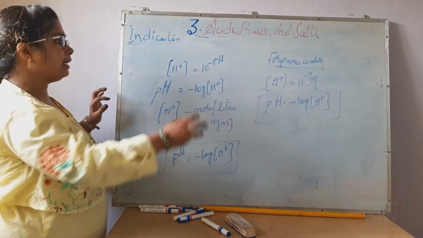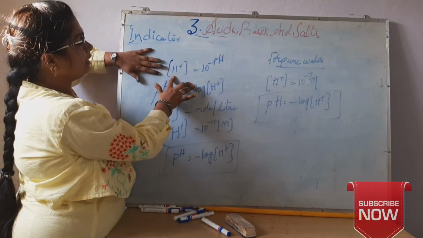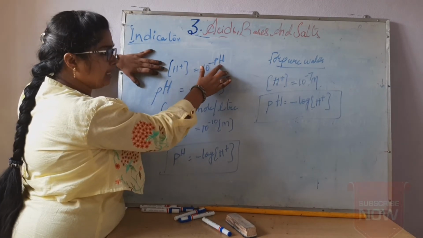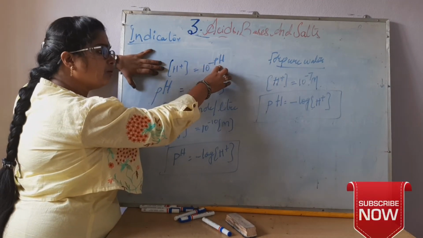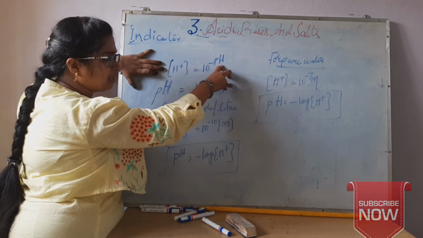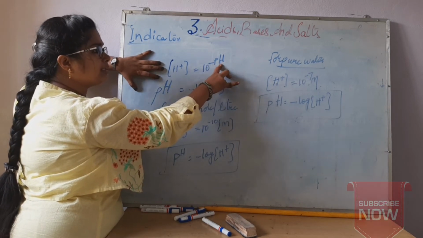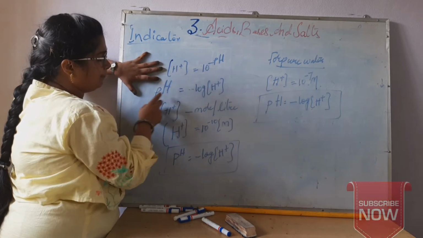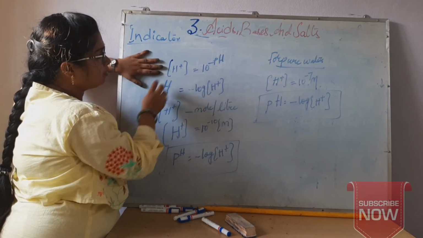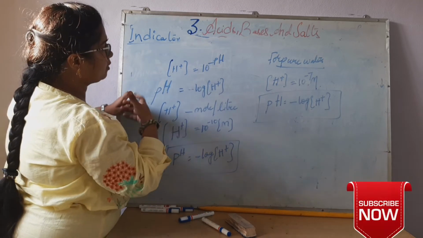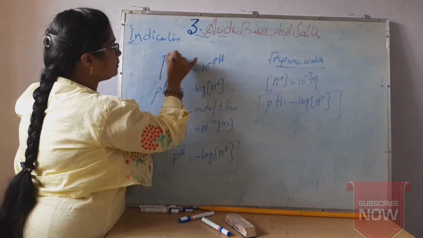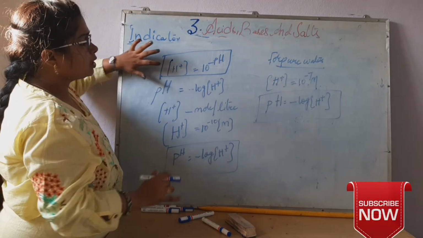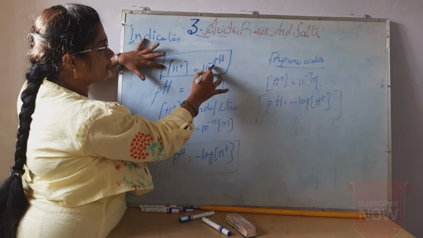The pH scale indicates what? Negative power to the 10. This is a pH value, whatever it may be. If you want 1 for HCl, minus 1 you need to put here. If you want 10, minus 10 you are not supposed to put here. I have given one example. The pH scale will give you the concentration of H plus ion. Concentration of H plus. So H plus is equal to 10 power minus pH.